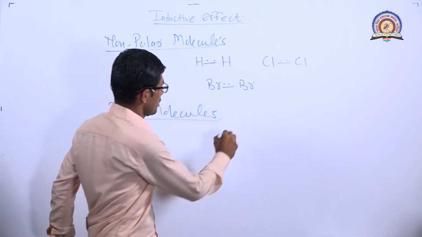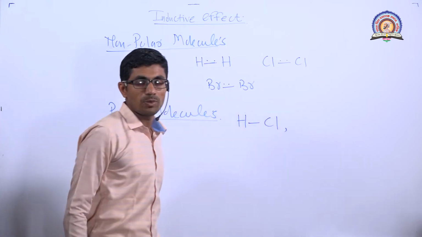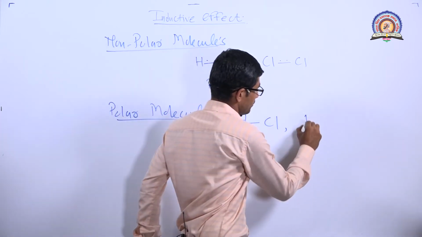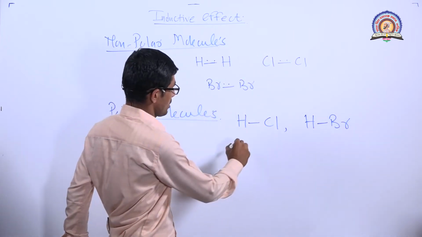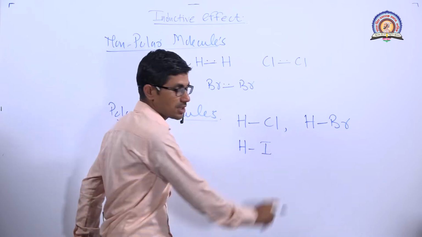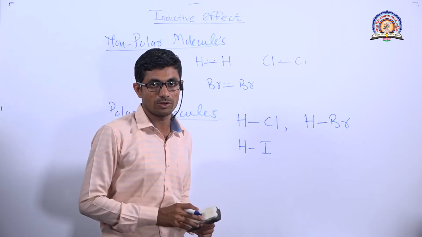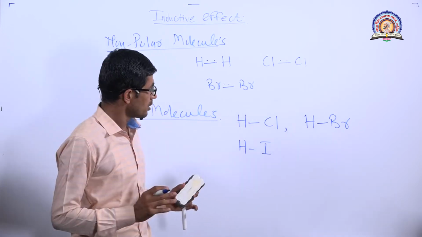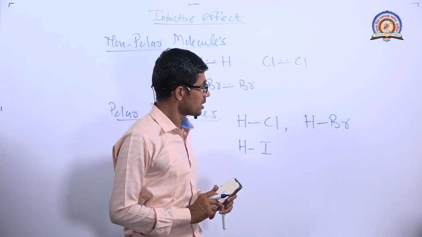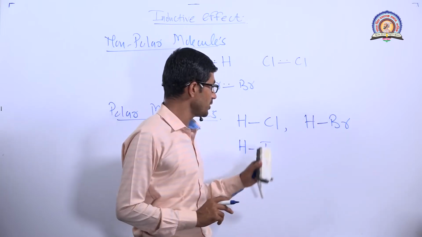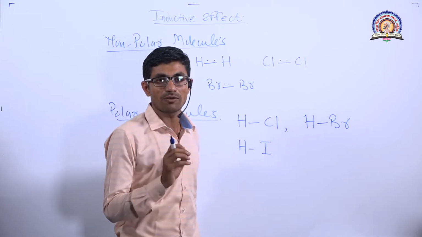Polar molecules, suppose HCl, HBr, HI. So these polar molecules are nothing but heteroatomic molecules. Here two different atoms are present. One is hydrogen, the other is chlorine. Same way hydrogen and bromine, hydrogen and iodine. So here the electron pair that is present between the two atoms is not equally shared.